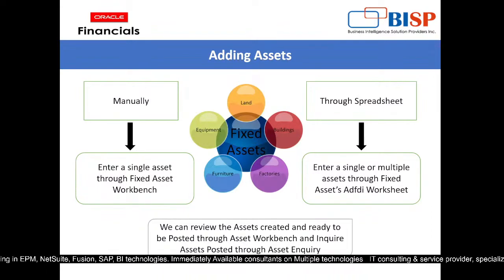But for the assets which are already added, if we want to inquire about those assets, we can use the task asset inquiry. Inquire asset task we can use, and then we can inquire about any asset. We'll move into the instance and see how we can do this manually and through spreadsheet. In the last session, I created a user and provided the data access and required roles to the user, and in today's session I will be using the same user to perform these tasks. So let me log in through that user.